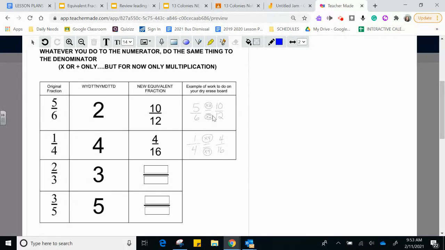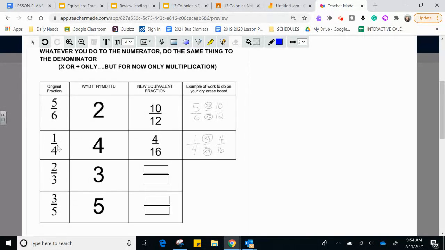On your dry erase board, you're going to take the original fraction 5/6 and you're going to Watutamudud, in this case, by the 2 and create your new equivalent fraction. 5 times 2 is 10, 6 times 2 is 12, and you would type that into the box under new equivalent fraction. I did another example for you.